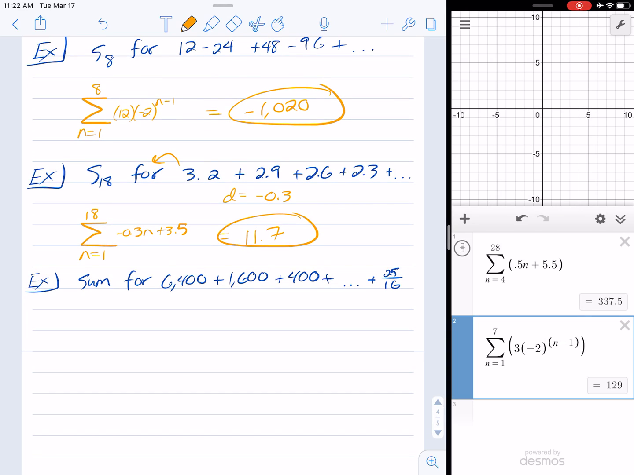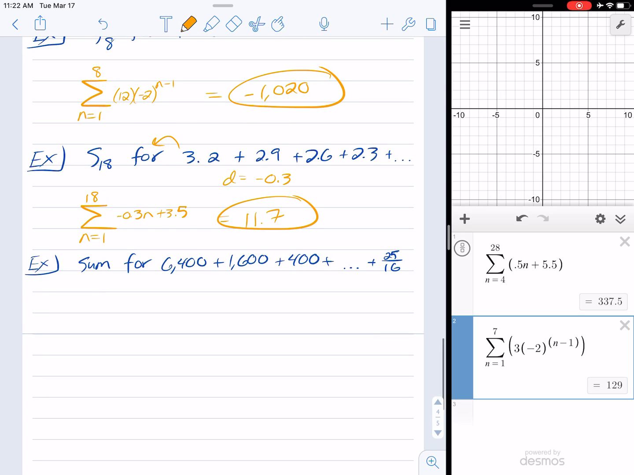Okay, and the last one, this is as hard as it will get here. Mainly because when you go to write your rule, we have a lower limit of 1, but we don't really know how many terms are in this series here. You could just fill in what's missing if you like. That might be easy for you guys. But hopefully you're able to write a rule starting at 6,400, noticing that our ratio is just dividing by 4, which is the same as multiplying by a 4th, to the power of n minus 1.